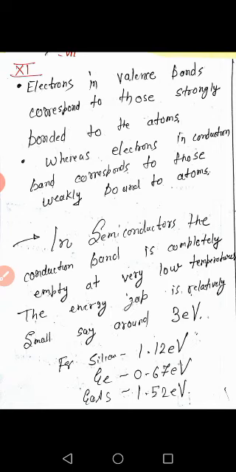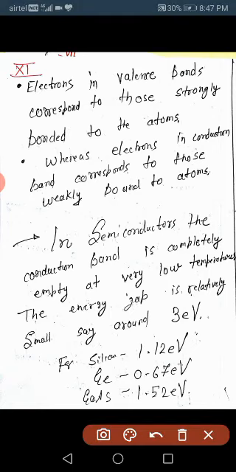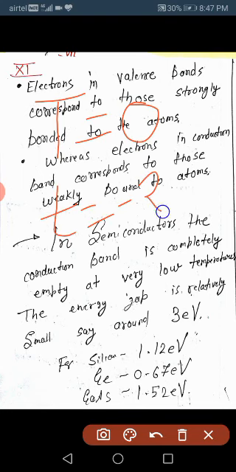So in semiconductors, the conduction band is completely empty at very low temperature. I think at the last point of the previous lecture we discussed this. At T equal to 0, this is the absolute temperature. If T equal to 0, then T equal to minus 273 degrees Celsius. This we have already discussed in the previous lectures. So if this is minus 273 degrees Celsius, this is a very low temperature.